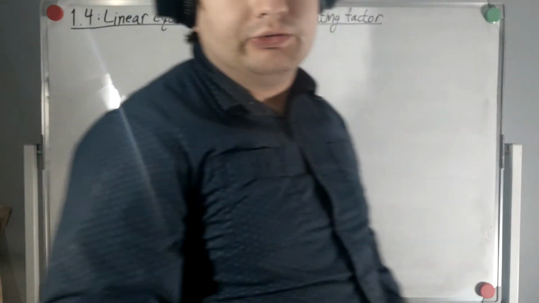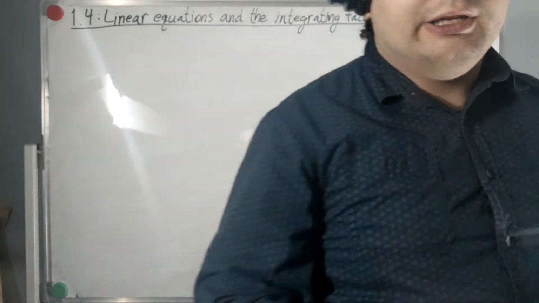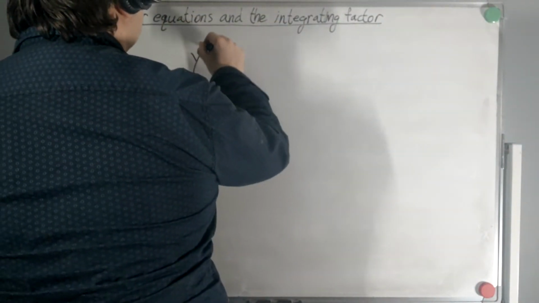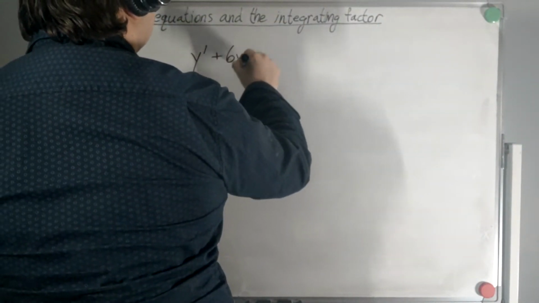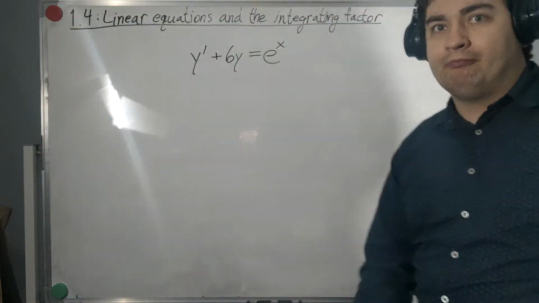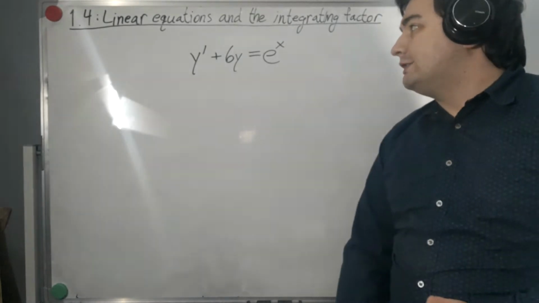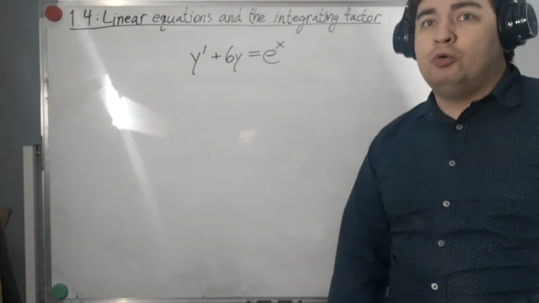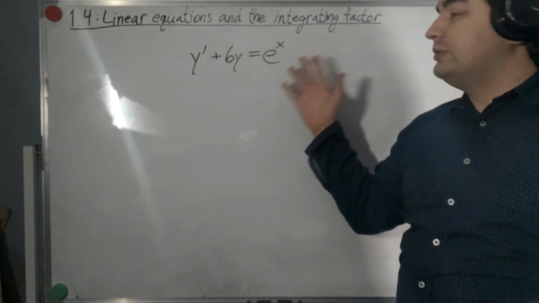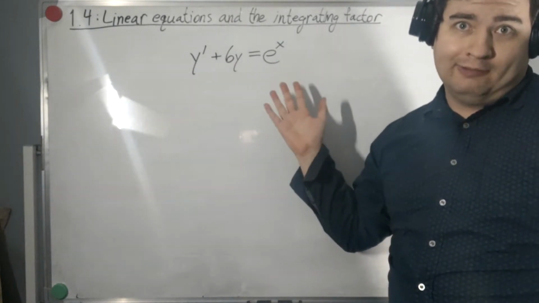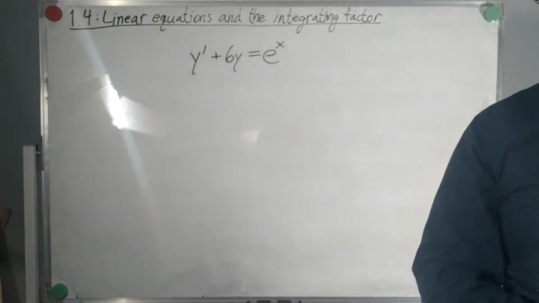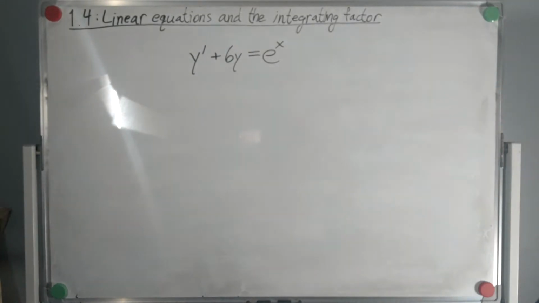So before we get into it, let me give you an example. Suppose you had something like y prime plus 6y equals e to the x. Let's recognize that there is absolutely no way that you could rewrite this so that y prime would be equal to a function of x times a function of y. So it's not separable. So we need some other technique for dealing with this.